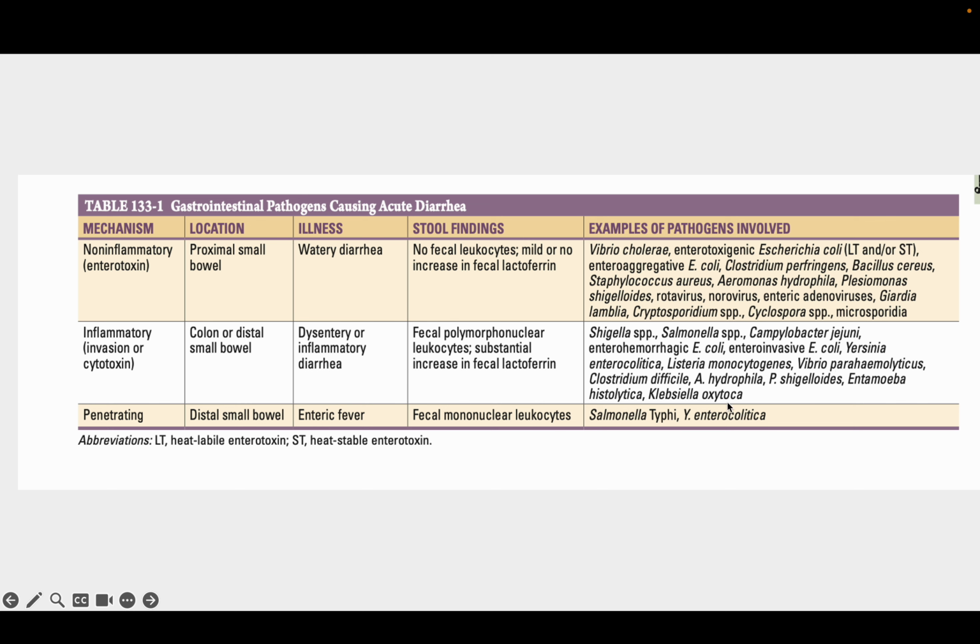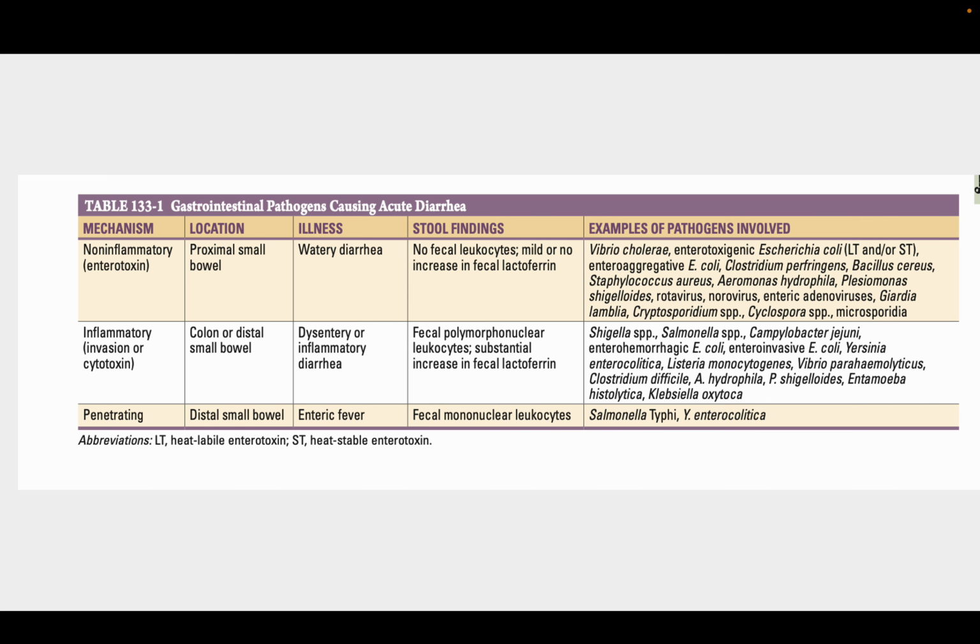So these are all where the organism needs to invade, break the mucosal integrity, enter the cell, then produce a cytotoxin. So penetrating Salmonella, E. coli, this is distal small bowel. Inflammatory diarrheas are generally colon or distal small bowel, whereas non-inflammatory are mostly proximal small bowel. So you can remember this list: Vibrio cholerae, E. coli, which is common in traveler's diarrhea, Bacillus cereus, Staphylococcus aureus, and all viral cases are proximal small bowel.